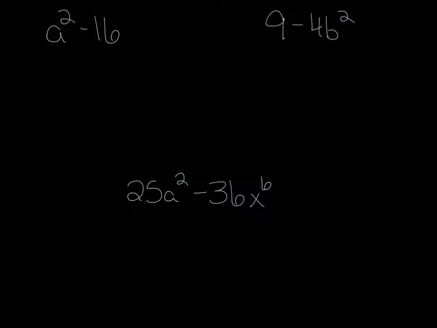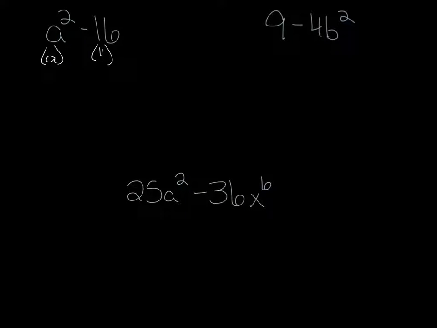Okay, so here's what you do. First of all, you notice that it's two terms. It's a binomial and it's subtraction. That's a difference. Then you look at the ends and you ask, are these perfect squares? Is a squared a perfect square? Of course it is. Is 16 a perfect square? It is. Its square root is 4. So the next step is to find your two roots. Your two roots here are a and 4.